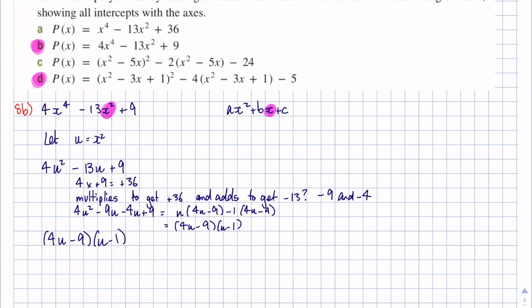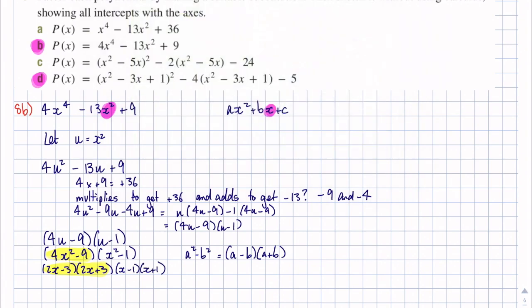And now instead of u, I could use x squared. 4x squared take 9, x squared take 1. Now, you'd think we'd be finished, but we're not, because now this is in the form a squared take b squared. So I can do each of these as a take b, a plus b. So for example, 4x squared take 9 is the same as 2x all squared take 3 squared. So that's 2x take 3, 2x plus 3. X squared take 1, well that's x take 1, x plus 1.